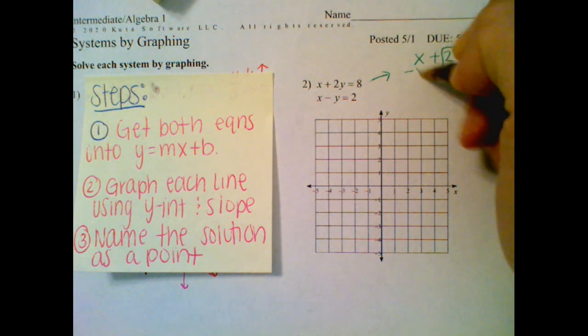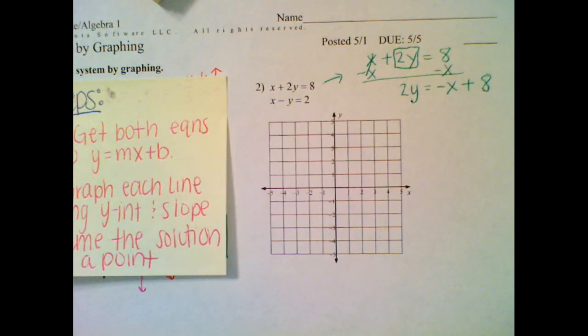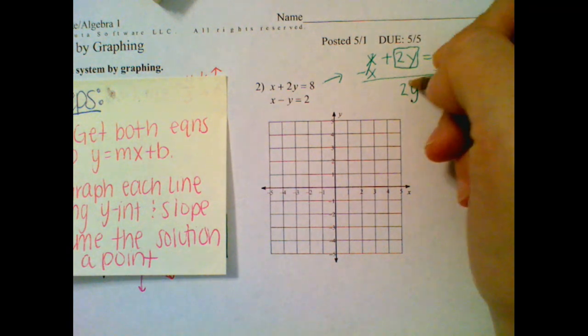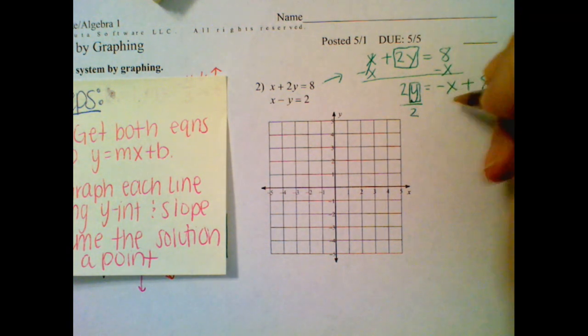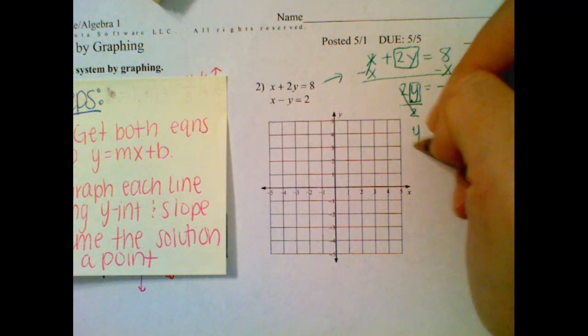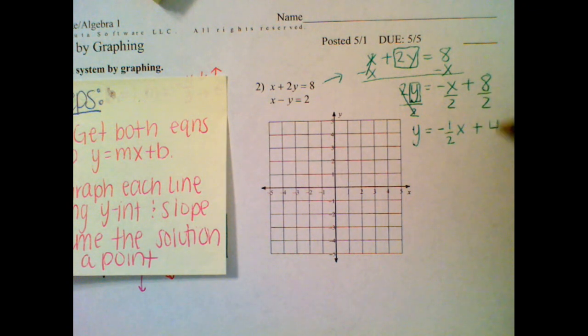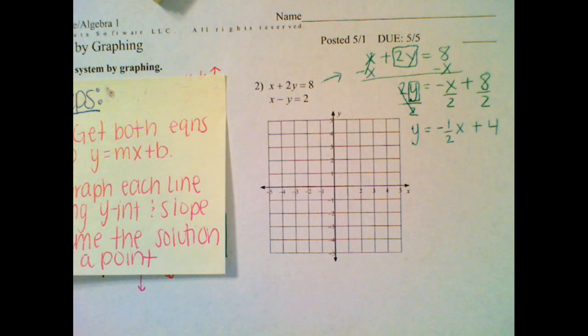That means I need to subtract x. So I have 2y equals negative x plus 8. I'm putting the x in the front because then it'll look like y equals mx plus b. And then I still have to get the y by itself, so I need to divide each part by 2. So that means my new equation is y equals negative 1 over 2x plus 8 divided by 2, which is 4. So there's the first equation in y equals mx plus b.